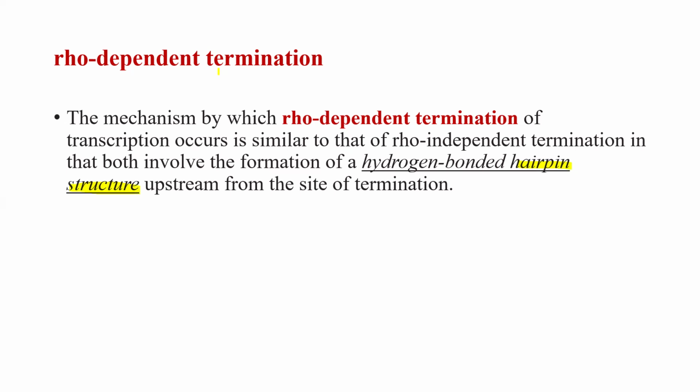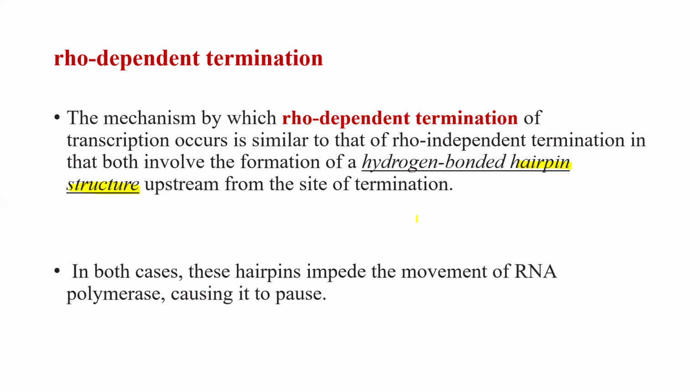And one of the major similarities is that the rho dependent termination mechanism, like the rho independent termination mechanism, also involves the formation of a hairpin structure upstream from the site of termination, or before the site of termination. So if there's a hairpin, what else is common? In rho dependent termination also, the hairpin will impede the movement of RNA polymerase, causing it to pause. So here also there will be hairpin formation. Here also the RNA polymerase will come to a halt or will pause because of this hairpin structure.